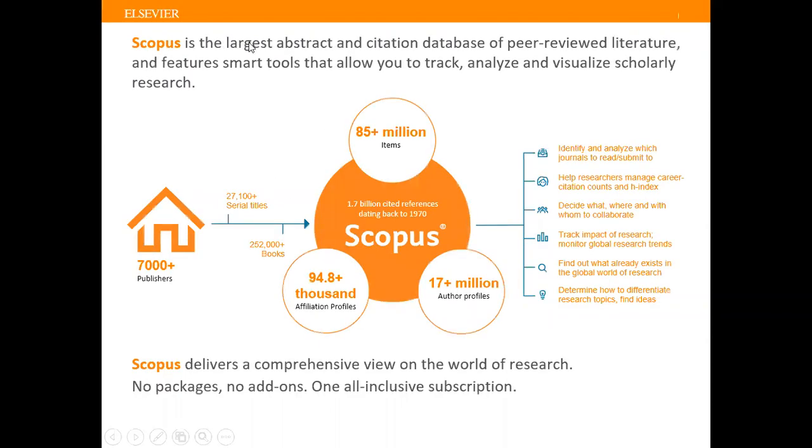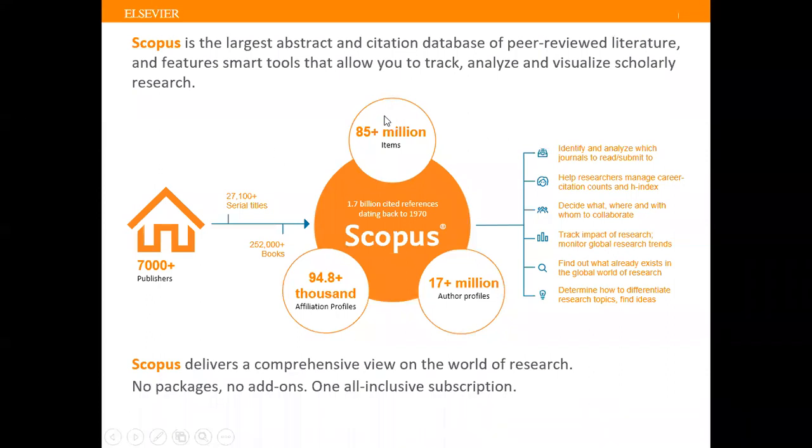Scopus is the largest abstract and citation database of peer-reviewed literature and features smart tools that allow you to track, analyze, and visualize scholarly research. So the use of Scopus is much more comprehensive. There are a lot of uses for this Scopus. One of the general uses of Scopus is for readers and researchers to search for literature.